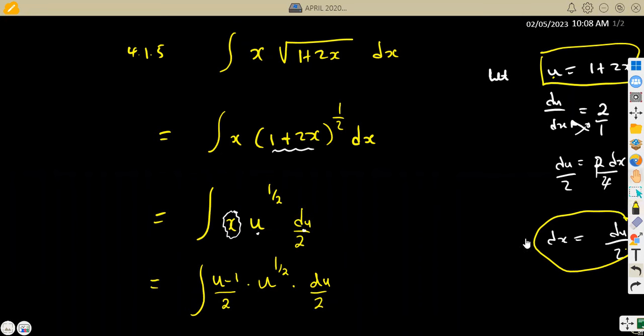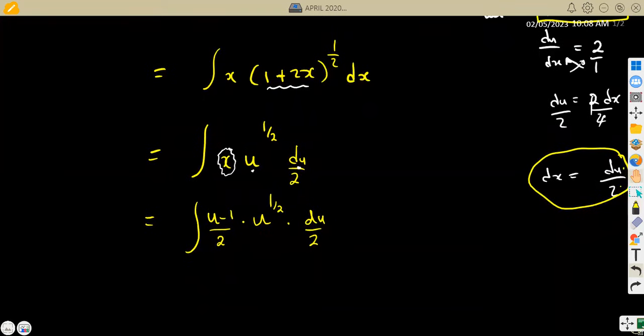Let's combine the terms so that we can integrate. What can we do? This over 2 can be taken outside of the integral. It's a constant. So 2 times 2, that's 4. This is going to be 1 over 4, because the 2 is in the denominator, so it's going to be 1 over 4.